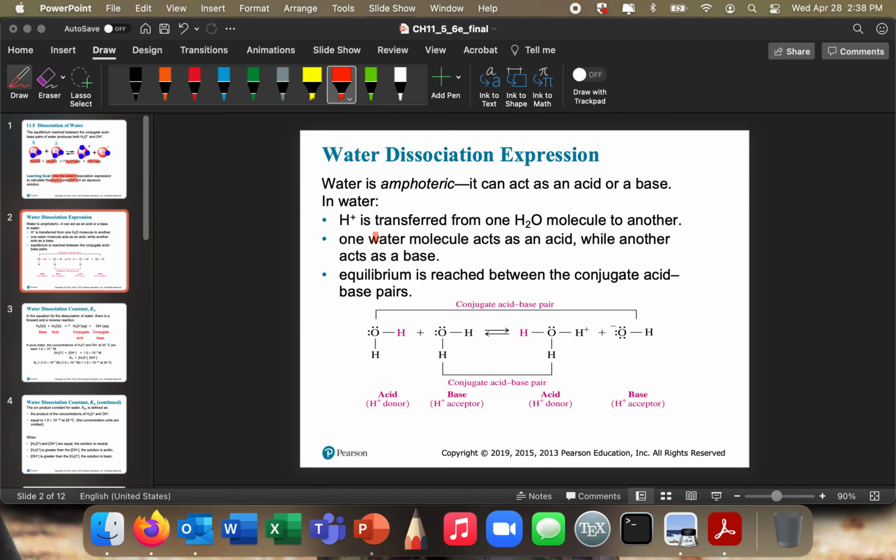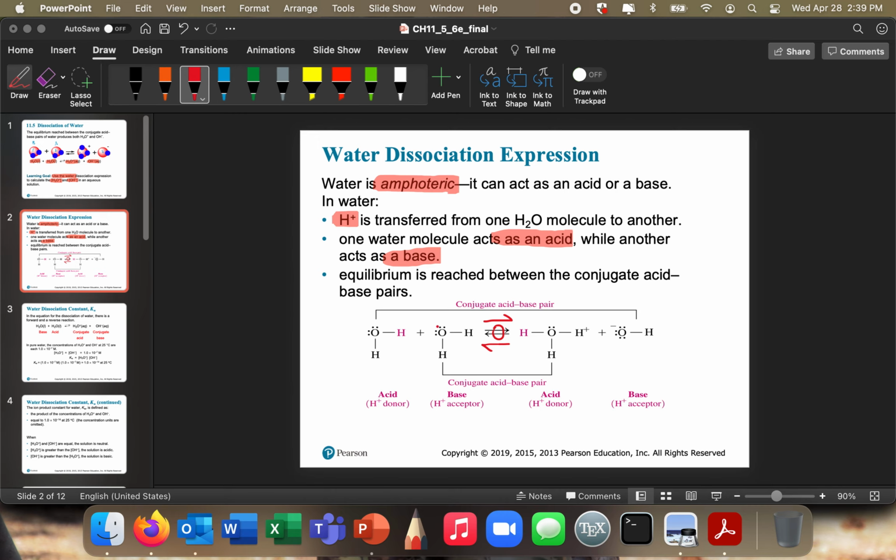All right, so we said before, water is amphoteric. That is, it acts as an acid and as a base. And we saw from the previous slide that an H plus is transferred from one water molecule to another. One water molecule acts as an acid, one acts as a base. Equilibrium is reached between the acid-base pairs, so this reaction goes both ways. It goes that way and it goes this way. And that's what this arrow means, right?